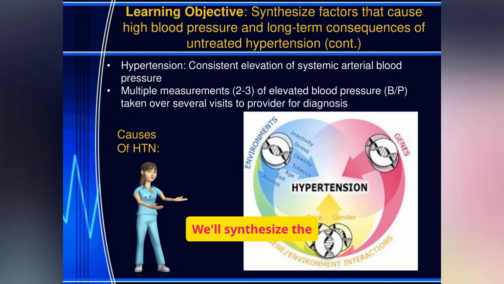We'll synthesize the factors that contribute to high blood pressure and discuss the long-term consequences of leaving hypertension untreated. If untreated, hypertension can damage blood vessels and organs like the brain, heart, kidneys, and eyes. It can also double the risk of cardiovascular disease for every 20/10 mmHg increase after 115/75.